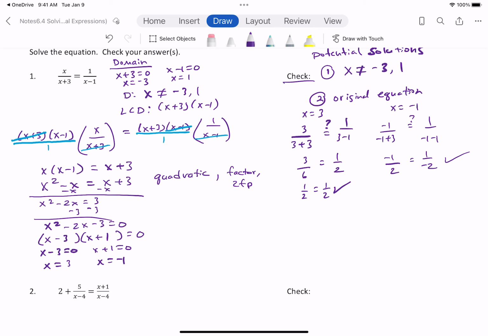So you can write the answers. You can say x is equal to -1 or 3, or you can use set notation and say that the solutions are -1 and 3.